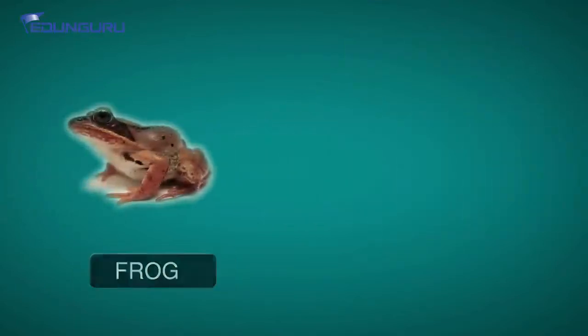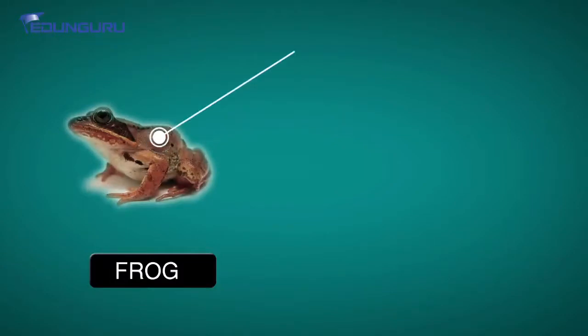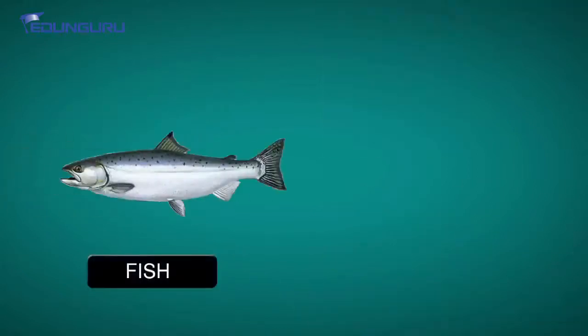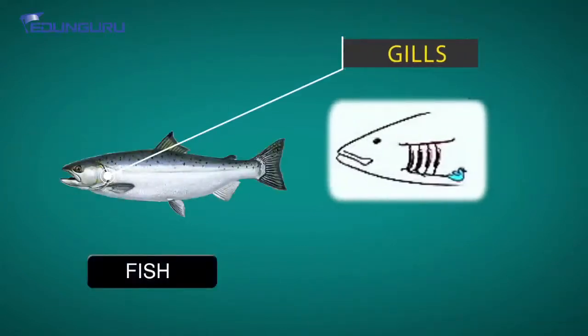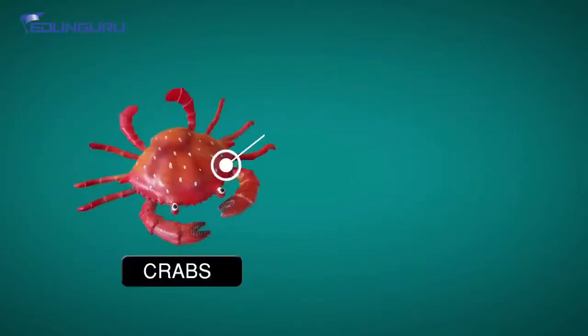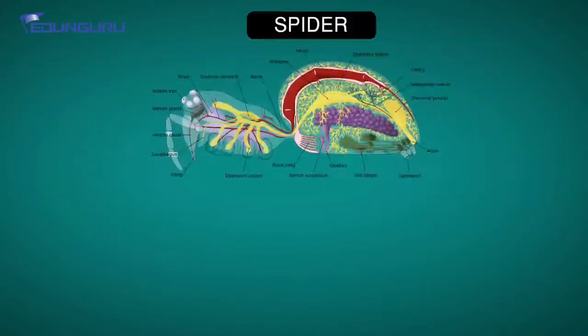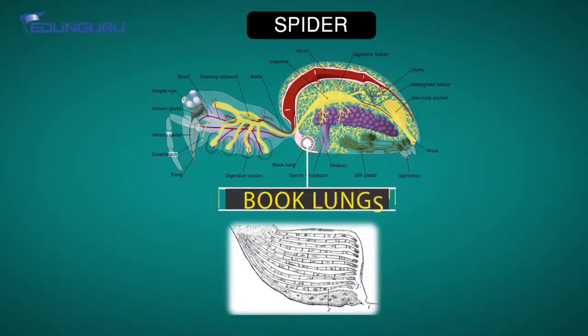When we talk about frogs, how do they respire? Because frogs are amphibians. They live on land as well as they go in water. So when they are on land, they respire with the help of lungs. When they are in water, they respire with the help of skin. When we talk about fishes, they respire through gills. When we talk about crabs, they respire through book gills. When we talk about spiders, they respire through book lungs.